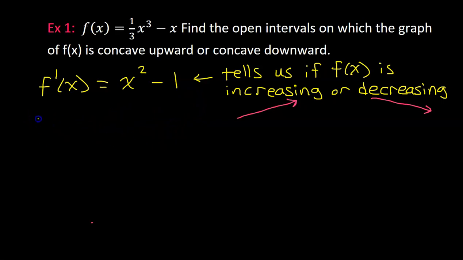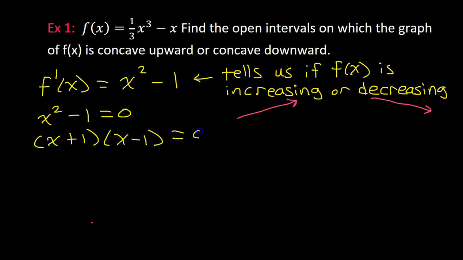So for the critical numbers, I'm going to set this equal to 0. There are no denominators, so I don't have to worry about where the function is undefined. I'm going to look at this as the difference of squares, so this would be x plus 1 times x minus 1 equals 0. And using the zero product property, I get critical numbers of x equals -1 and x equals +1.